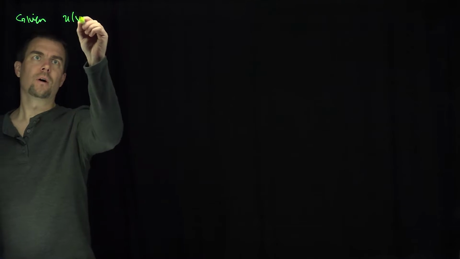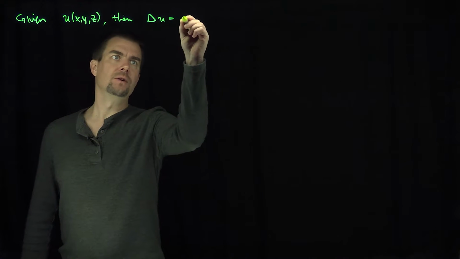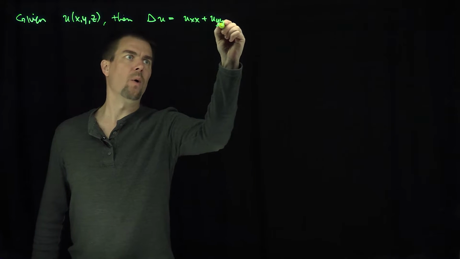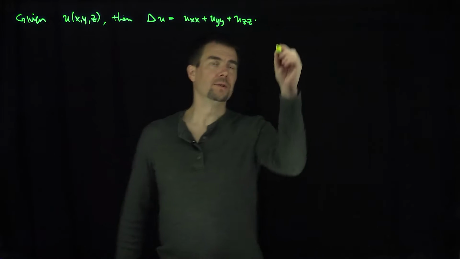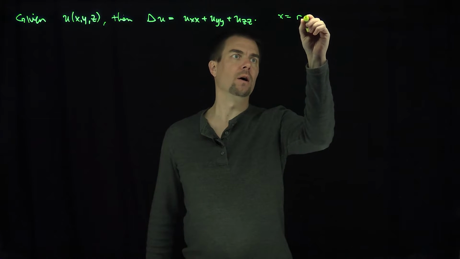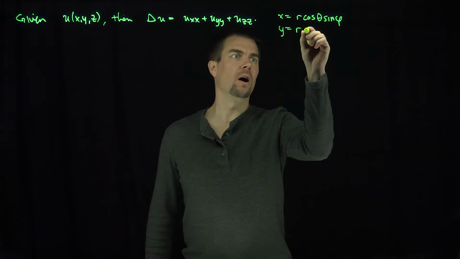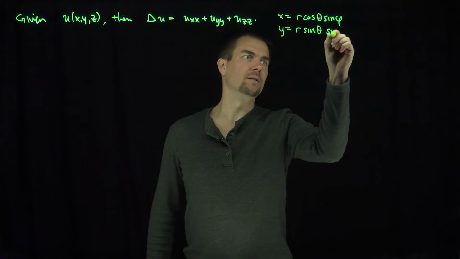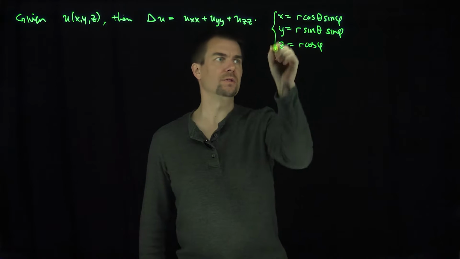Hello students, in this video we'll find the equation for the Laplacian in spherical coordinates. So if we're given a function u of x, y, and z, then the Laplacian of u is uxx plus uyy plus uzz. Now consider spherical coordinates. Consider x is equal to r cosine theta sine phi, y is equal to r sine theta sine phi, and z is equal to r cosine phi. So those are spherical coordinates.